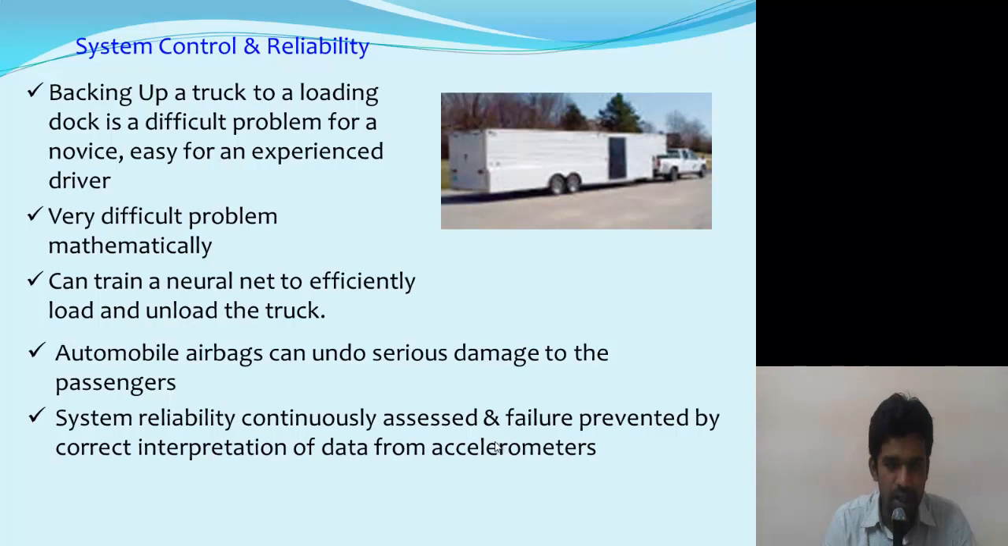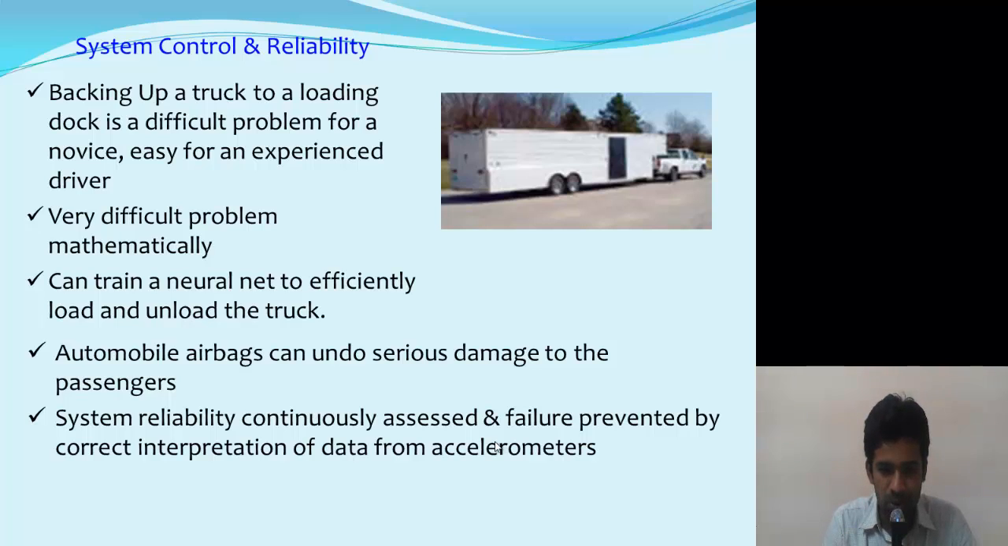System control and reliability. Usually, there are several godowns and several factories that require backing up a truck to a loading dock and many other things which are not easy for an inexperienced driver. Backing up a truck to a loading dock is a difficult problem for a novice, easy for an experienced driver. Very difficult problem mathematically. Can train a neural network to efficiently load and unload a truck.